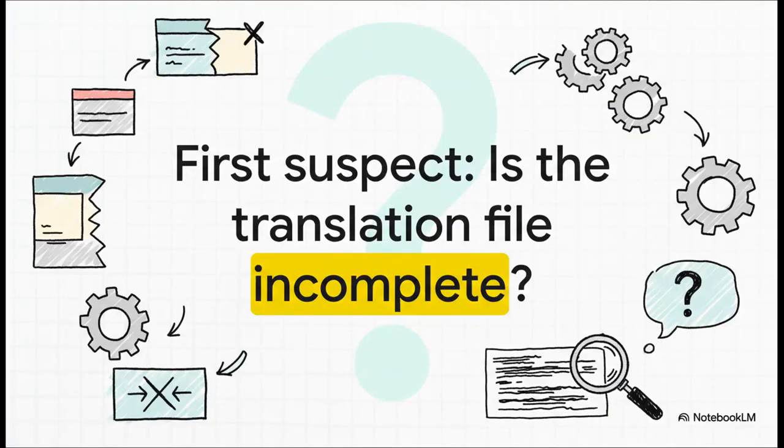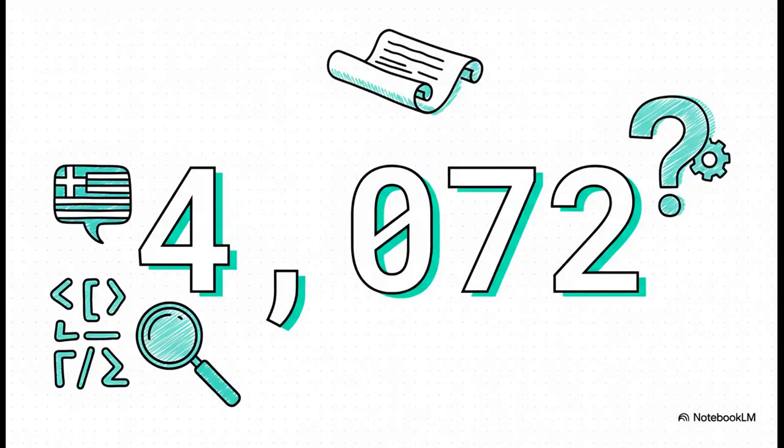Okay, first question. The most logical one: did the translators just miss something? I mean, maybe the corrupted text is just text that never got translated. It's the simplest explanation, and a lot of the time, that's all it is. But nope, that wasn't it. A quick check of the files confirmed everything was there. All 4,072 user interface labels fully translated into Greek. Okay, so the mystery deepens.